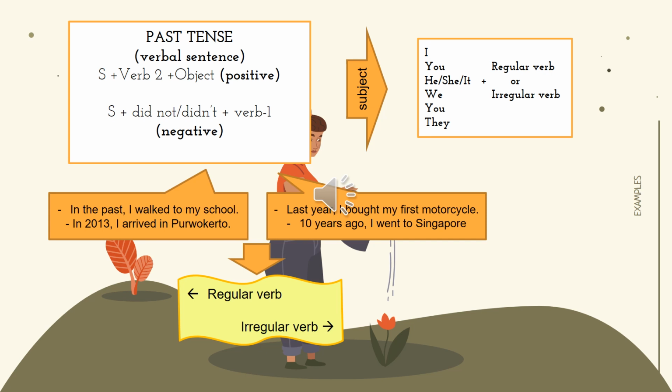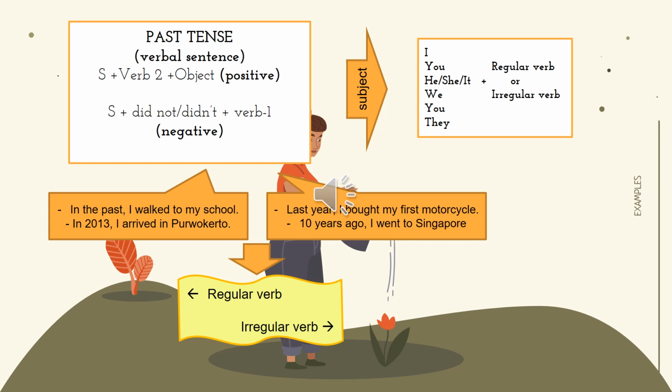Take a look at the difference of positive and negative. In positive, we use verb 2. In negative, we use verb 1. While the subject of I, you, he, she, it, we, you, and they follow directly with verb. Don't forget, there are two types of verb, such as regular and irregular verb. Please take a look at your semester 1 materials. What are the examples of regular verbs and what are the examples of irregular verbs?